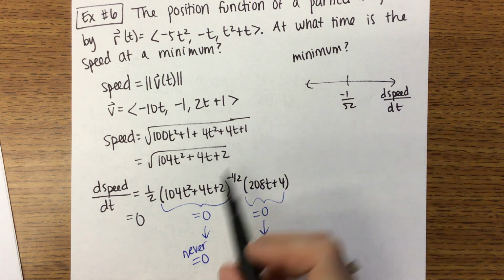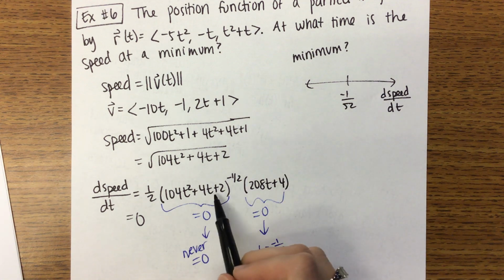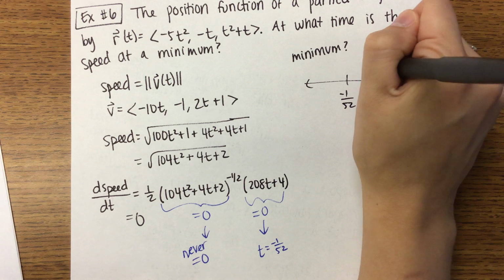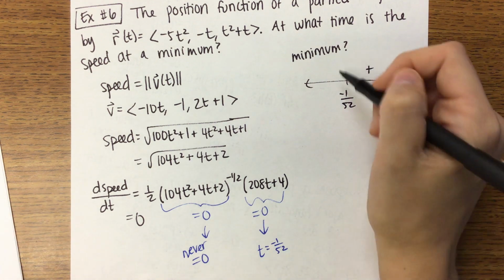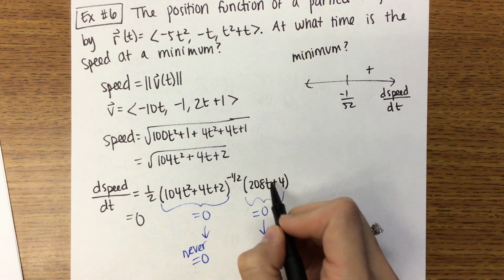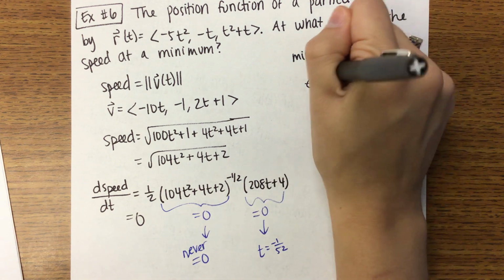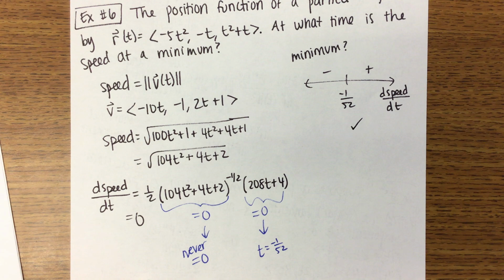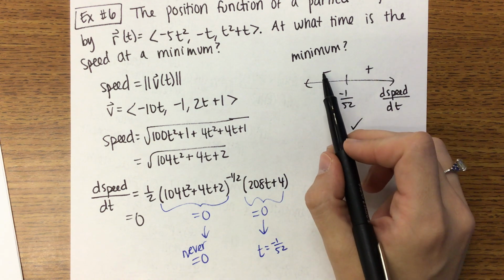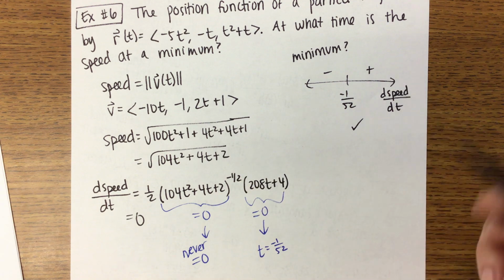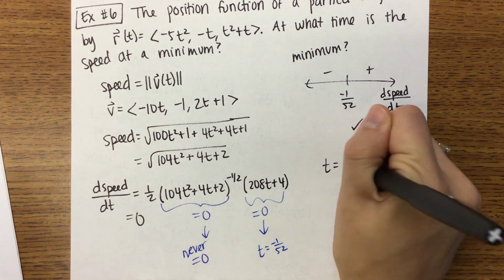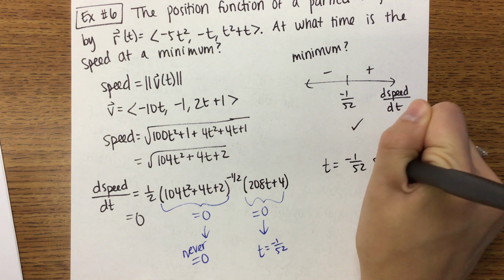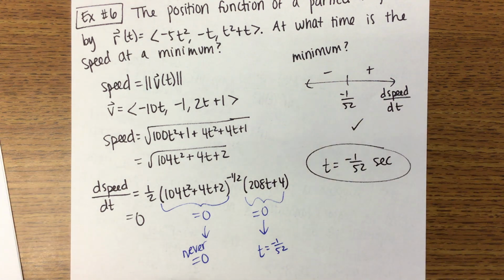If we substitute in 0, for example, everything is positive. If you plug in negative 1, this will be negative, that'll still be positive, so the derivative will be negative. So this does in fact show us that we have a minimum. This shows us that our derivative is decreasing and then increasing, which gives us a minimum. So now we can say that the time is negative 1 over 52 seconds.